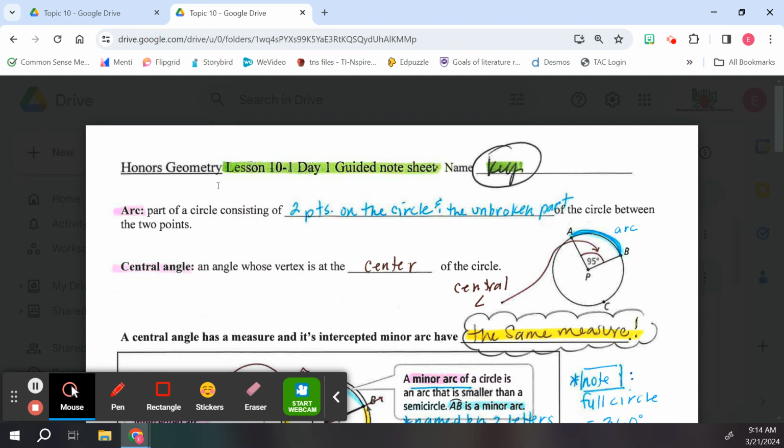An arc is a part of a circle consisting of 2 points on the circle and the unbroken part of the circle between the 2 points.